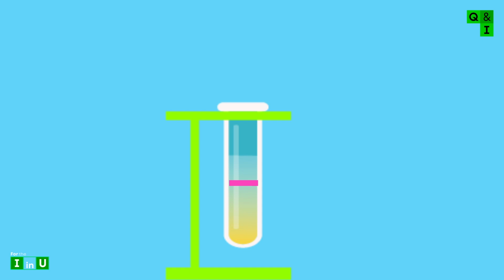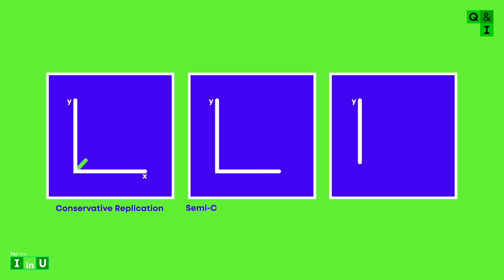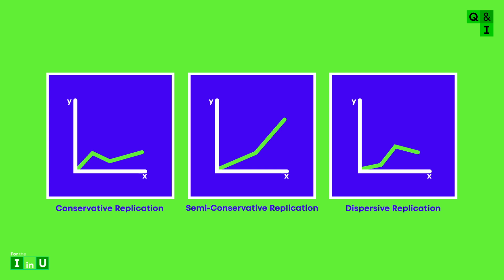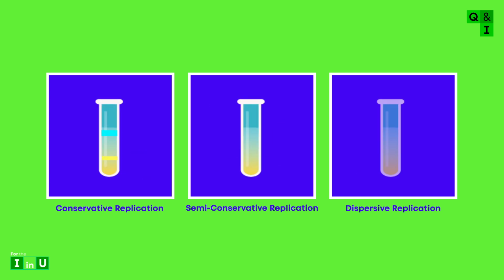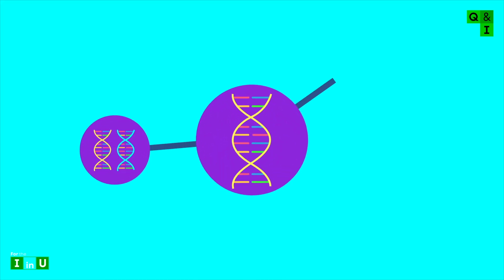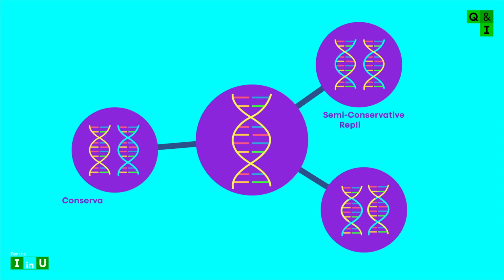As we conclude our exploration, the visual evidence from the CsCl gradient experiments firmly supports the semi-conservative replication model. The distinct bands observed align precisely with the predicted outcome of one old strand and one new strand pairing together. Our visual exploration concludes with a glimpse into the intricate world of DNA replication.